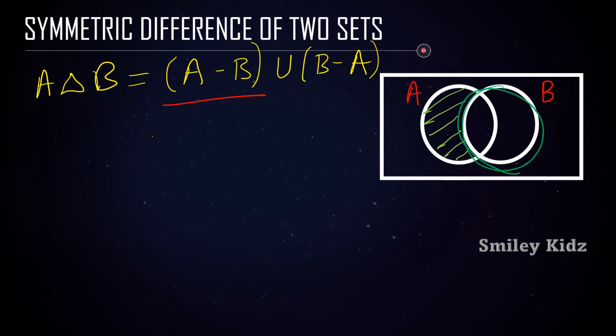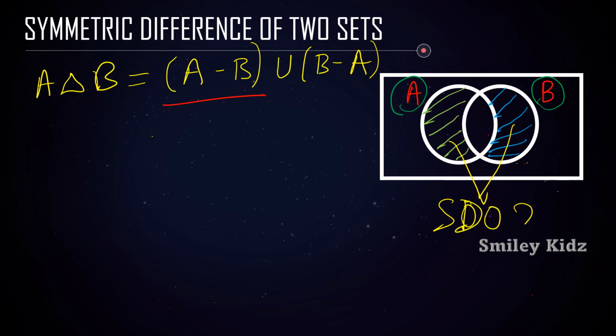This is B and you're subtracting A from it. Again this part is getting eliminated. It does not have any respect here. Right, that means what is left over here? This part. And the union of A minus B and B minus A will simply give you the symmetric difference of two sets. That means this part and this part is nothing but the symmetric difference of two sets.